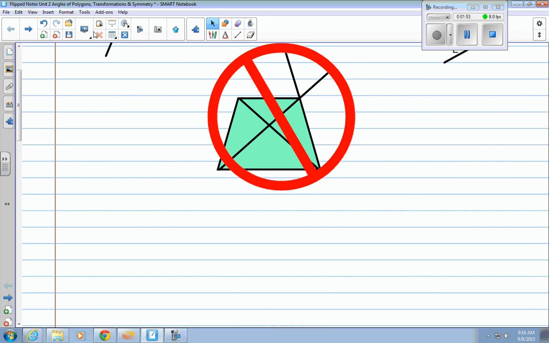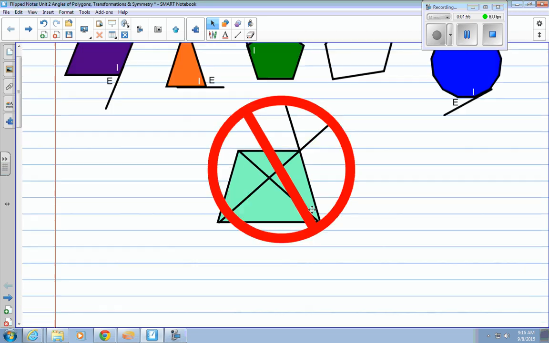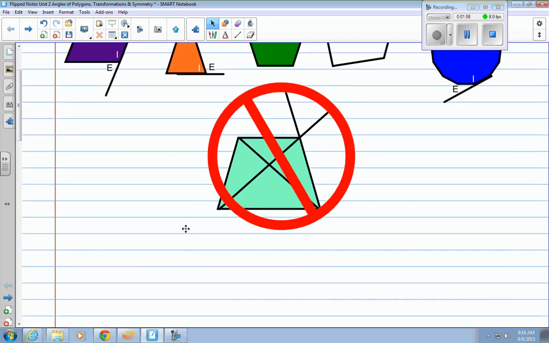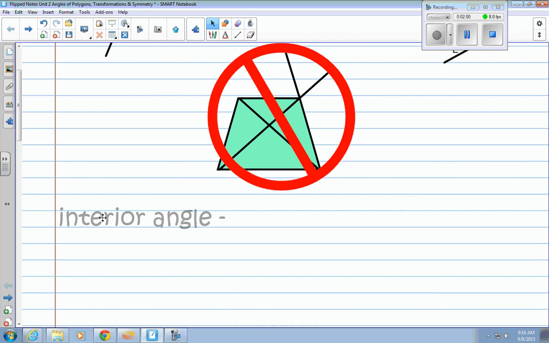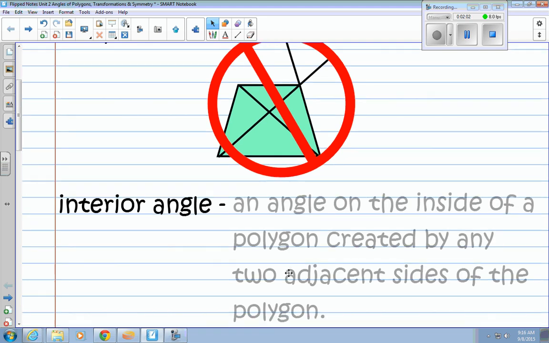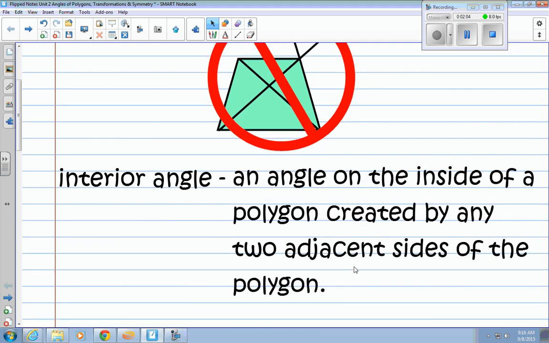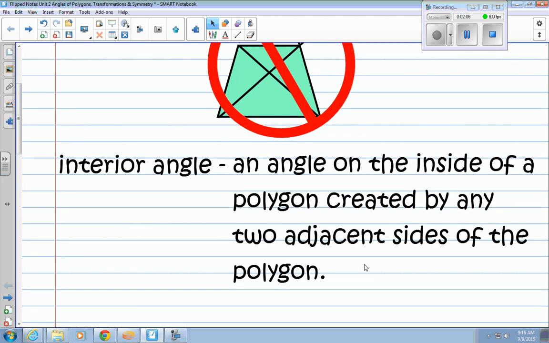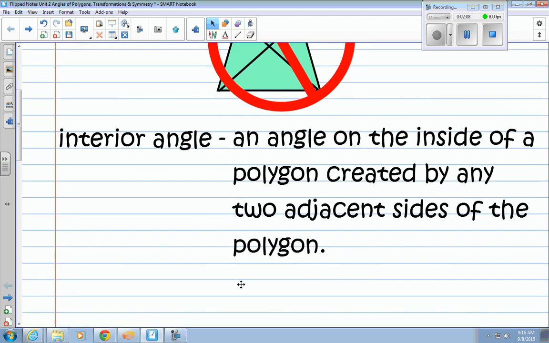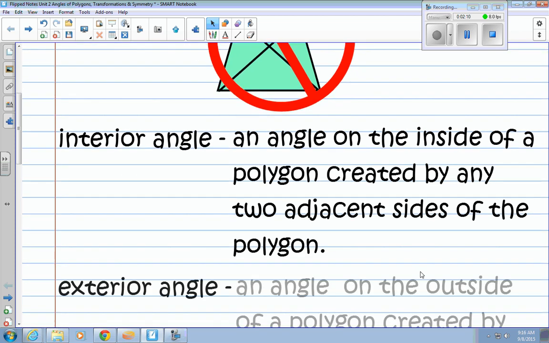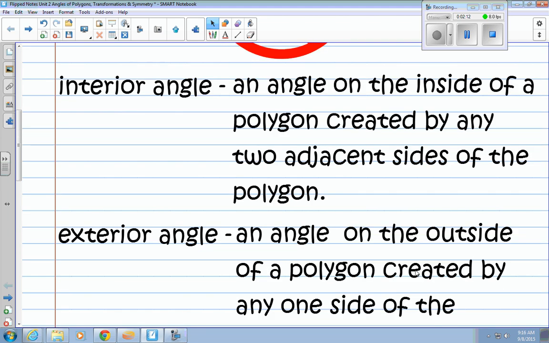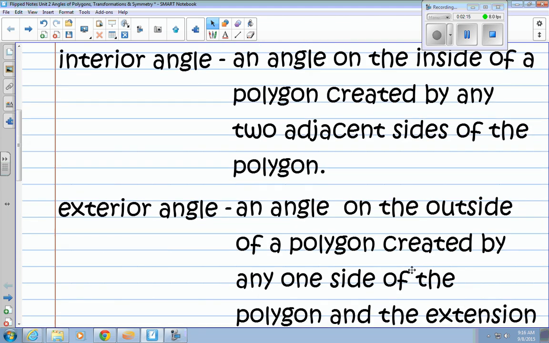Okay, so what you need to know about these interior and exterior angles is that an interior angle is an angle on the inside of a polygon created by any two adjacent sides of the polygon, or intersecting sides. And we talked about an exterior angle. So I'm going to give you guys a minute to go ahead and copy those down. Actually, I'm not going to give you a minute. You guys take a minute by pausing the video and copying these down.